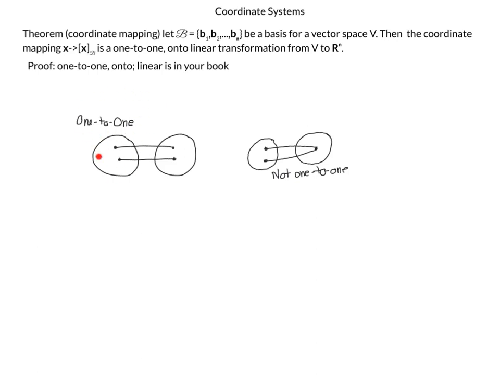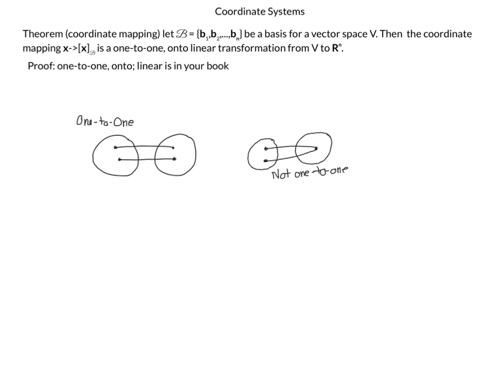If you have a function from some domain to a range, to be one-to-one means that everything in this range has at most one thing mapped to it. Here's an example of something that's one-to-one. We have two items, and for this element, there's only one thing that maps to it. Over here, for this element, there's only one thing that is mapped to it.